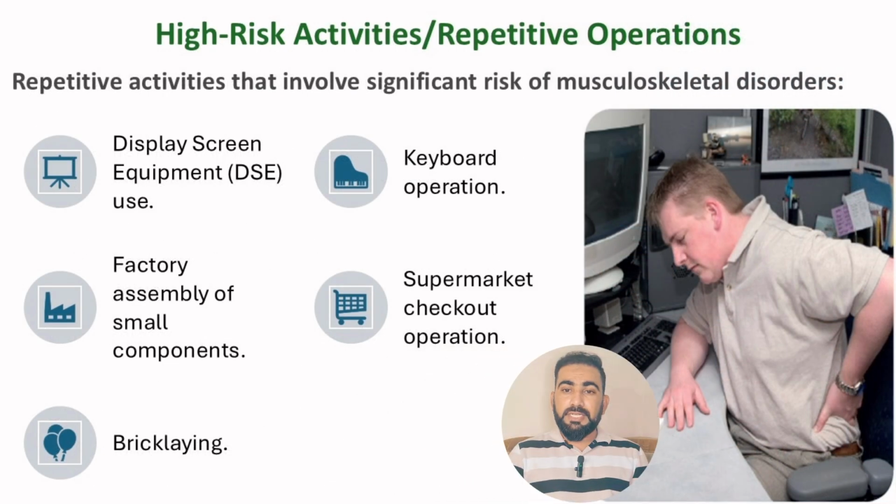Some high risk repetitive activities often lead to musculoskeletal disorders. One common example is prolonged use of display screen equipment, like working at a computer screen all day, which can strain the neck, the shoulder, and the back. Constant keyboard use is another major factor, especially when the posture or hand position is not ideal. In more physical settings, tasks like factory assembly of small parts, supermarket checkout scanning, or even bricklaying involve repetitive motions, awkward positions, or forceful movements that can seriously stress the muscles and the joints. These jobs may seem routine, but over time they can lead to chronic pain or chronic injury if proper precautions are not taken during the activities.